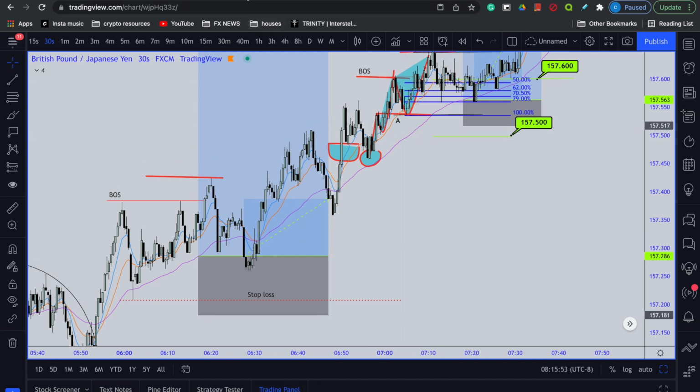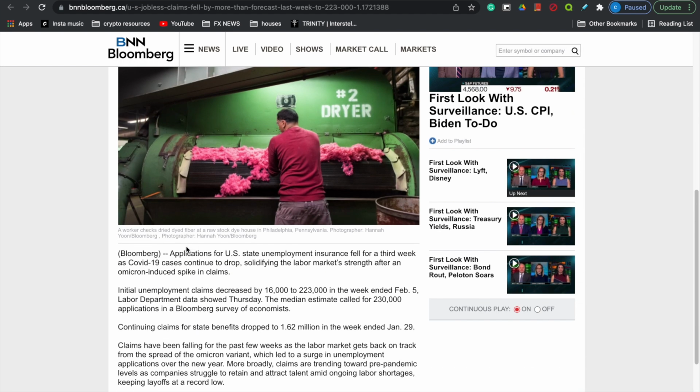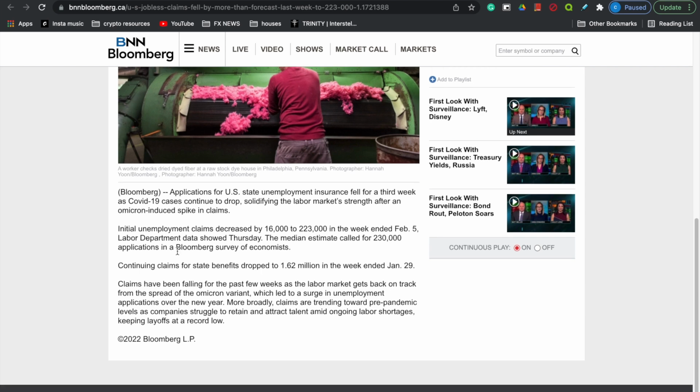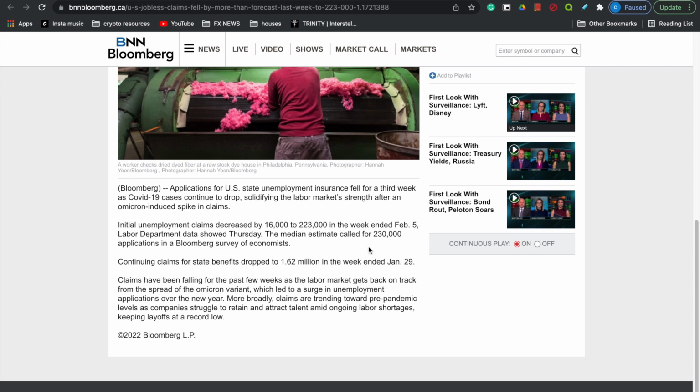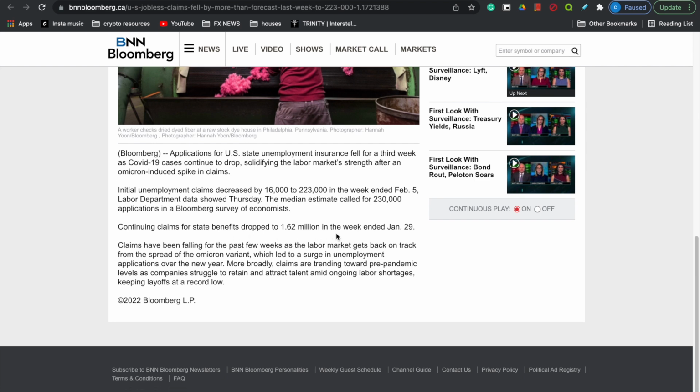So just to show you guys the manipulation, if we just read some of these articles, the majority of them were bullish articles. Okay, look at this. Initial unemployment claims decreased by 16,000 to 223,000 in the week ended February 5th. Labor Department data showed Thursday the median estimate called for 230,000 applications in a Bloomberg survey of economists. Continuing claims for state benefits dropped to 1.62 million in the week ended January 29th. Claims have been falling for the past week as labor markets get back on track from the spread of the Omicron variant. Again, this is simply a bullish article surrounding the news that came out.